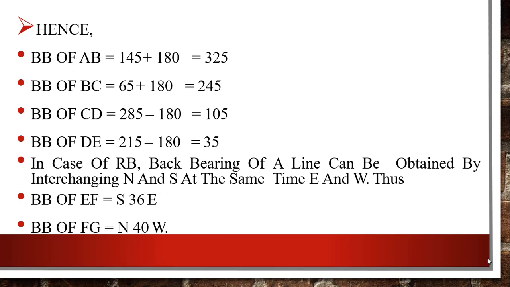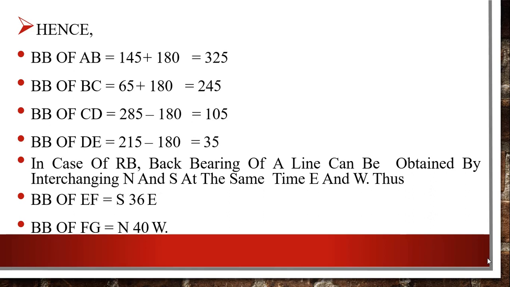So for getting the back bearing of DE, that is 215 minus 180, the same case is applied here, that is 215 is greater than 180 degree. So to obtain the back bearing of line DE, you have to deduct 180 degree, and the answer obtained is 35 degree, that is the back bearing of line DE.